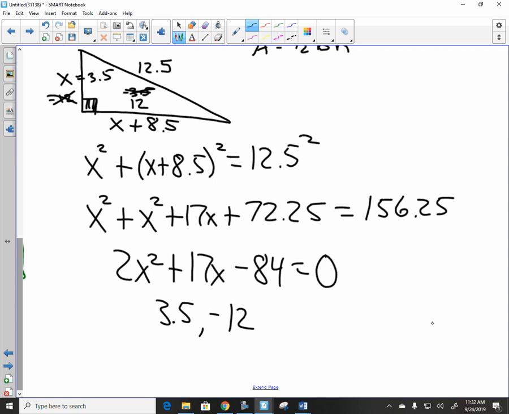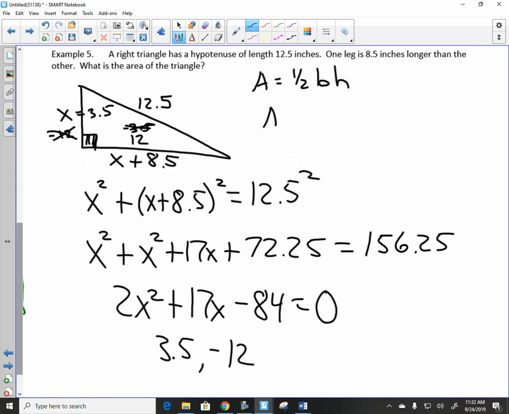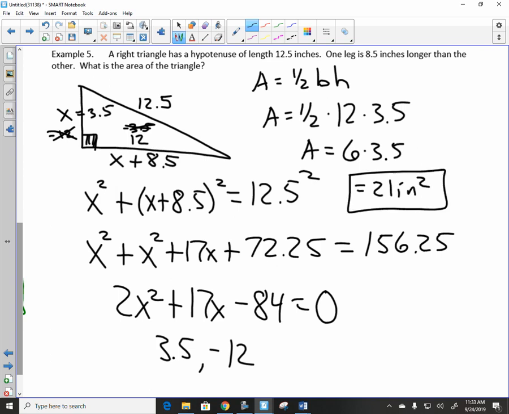So we have that. So we can now calculate the area. The area is 1/2 times 12 times 3.5. And 1/2 of 12 is 6, times 3.5 is 21 inches squared. That's a good problem right there.